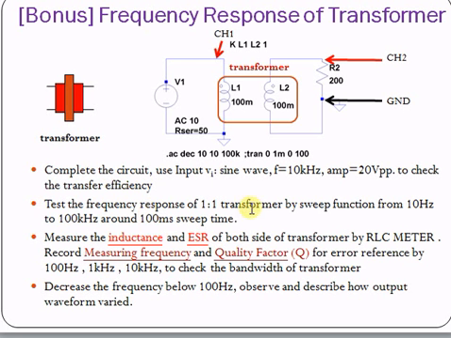You shall find the response is very low while the frequency is below 100 Hz, and the response will also decrease after 100 kHz. Measure the inductance and ESR of both sides of the transformer using the RLC meter. These values will help you understand why the quality factor changes with the frequency. Also remember to record the measuring frequency and quality factor.